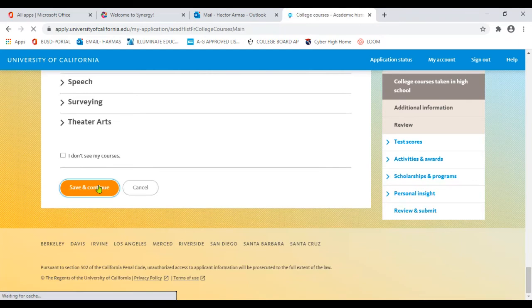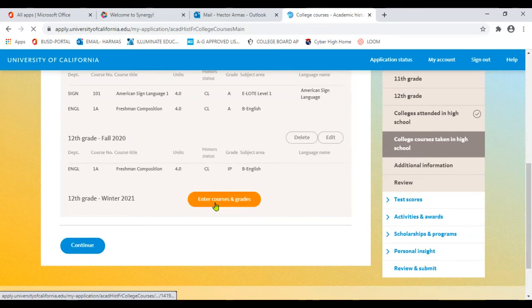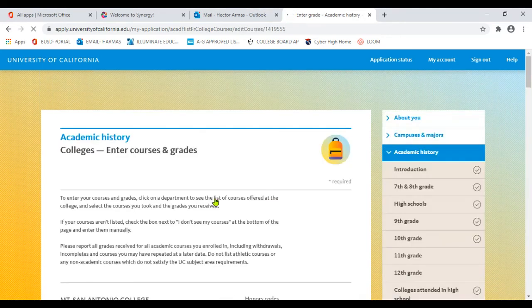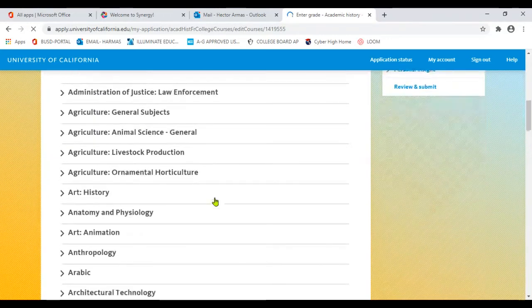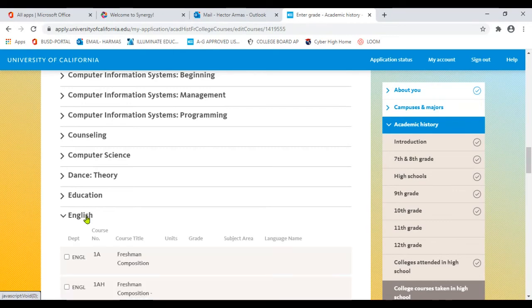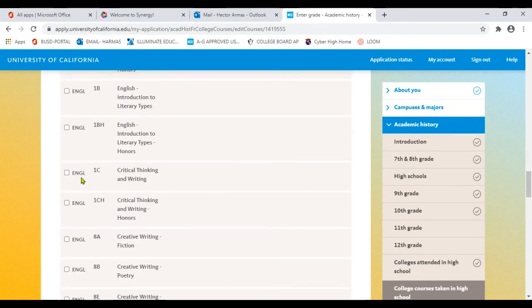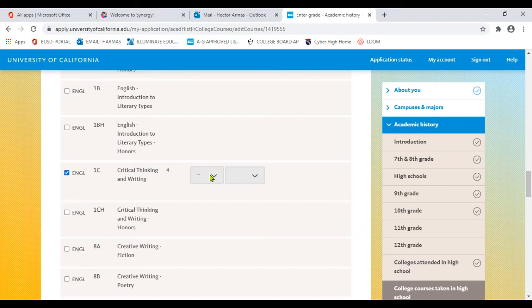And then second semester, let's say students are going to be taking the critical writing for winter. Okay, so I'm going to hit enter courses for the winter for 12th grade. So I'm going to click on there. And now I'm going to look again, it's an English class. So I'm going to come here, hit English. And this one is English 1C, which is critical thinking. So again, it's planned. Now here we're going to put planned.